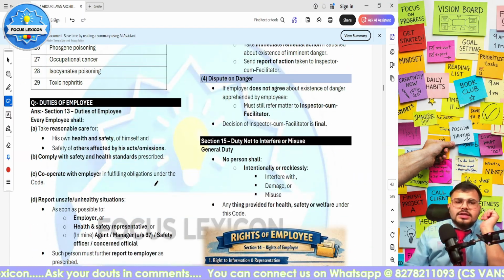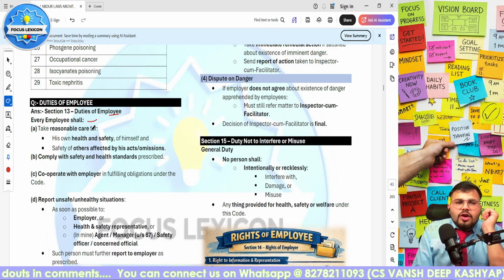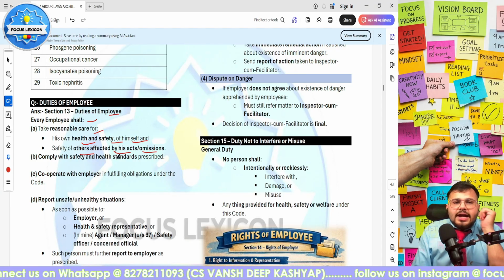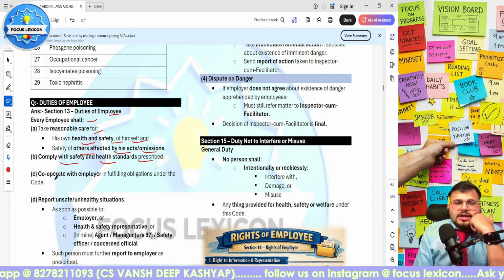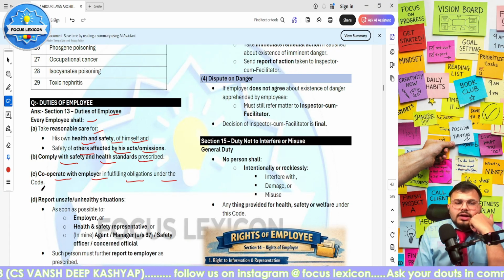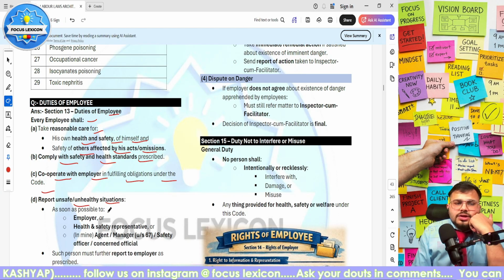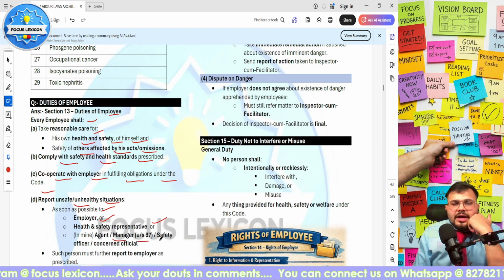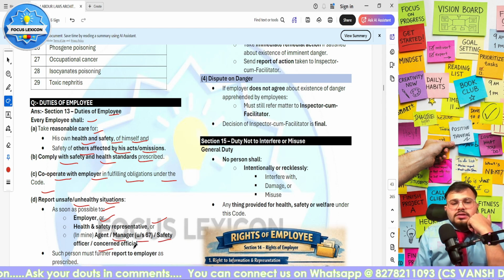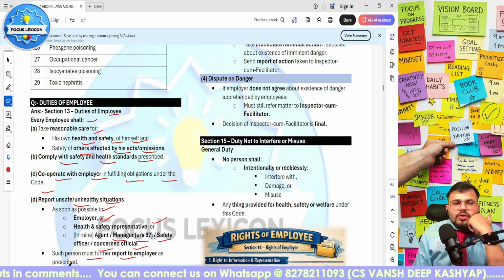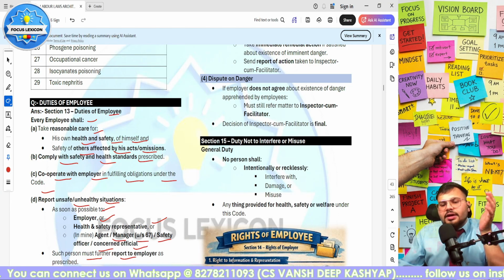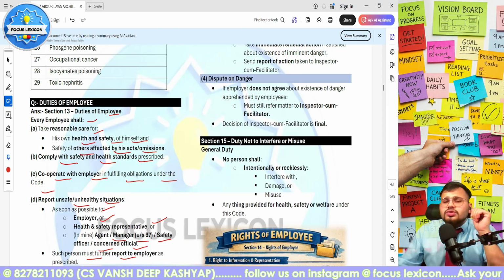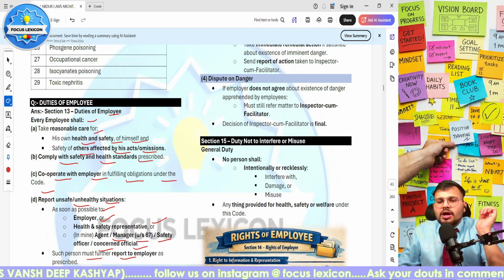Now, duties of employee, Section 13. Every employee shall take reasonable care of his own health and safety, and the safety of others affected by his acts or omissions; comply with the safety and health standards prescribed; cooperate with the employer in fulfilling obligations under this code; and report unsafe or unhealthy situations as soon as possible to the employer, safety representatives, mine agent, manager under Section 67, safety officers or the concerned official. Such person must further report to employers as prescribed. Like, if any employee is suffering from any disease, he should inform his employer so that the disease does not spread all over your premises.